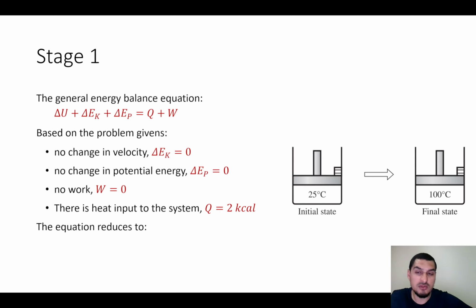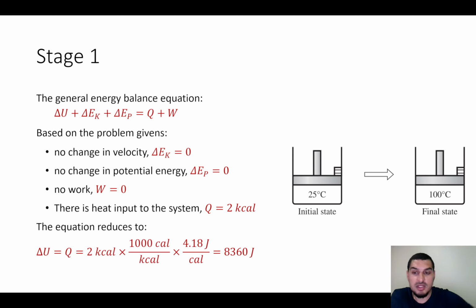So the only term that I don't know is the internal energy change, which is equal to Q, which is equal to 2 kilocalories. I want this to be in joules, so I know 2 kilocalories, I multiply by 1000 calorie over kilocalorie, so this is now in calorie, and then I know calorie equals 4.18 joules. So this is the value of the internal energy change due to this energy transfer to the system, or the heat transfer to the system. So this is the first thing.